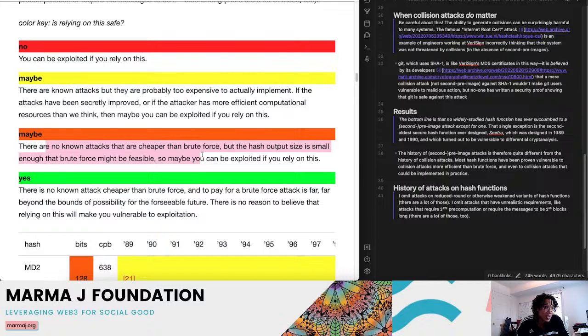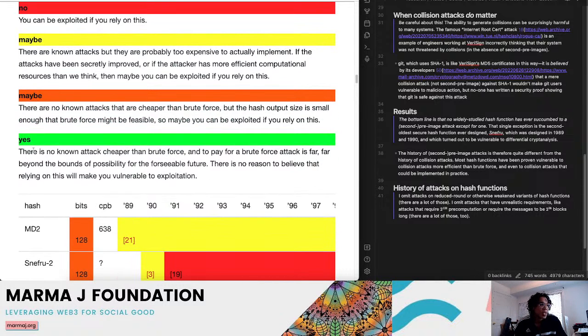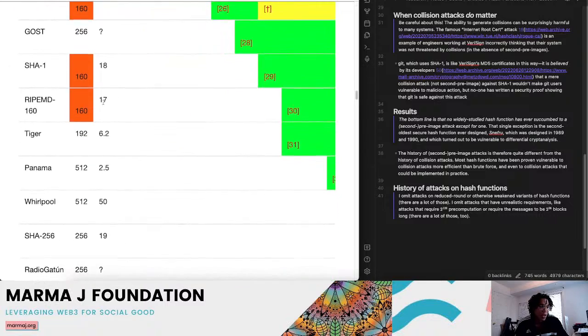No known attacks, but the hash output size is small enough that brute force could be feasible, but it's not known, I guess. Yes, there's no known attack cheaper than brute force, and to pay for a brute force attack is far, far beyond the bounds. So you want green, saying that no attack and brute force is expensive. I think this should have been yellow and this should have been orange and this should have been red. To me, I always think of green, yellow, and then orange being scarier, but that's okay. Maybe they're doing it on purpose.